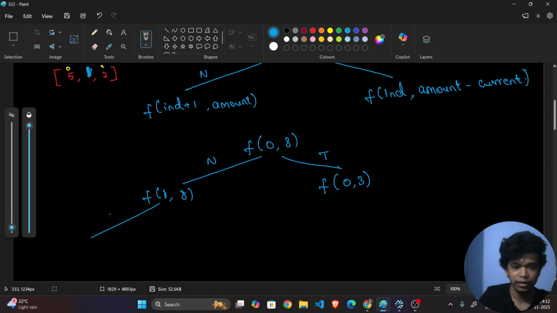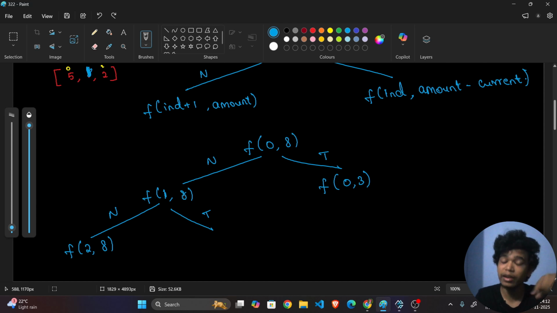Now from here again, I can not take or I can take. If I not take, then it will be something like f of 2, 8. If I take it, I want to check whether this 8 is strictly greater than or equal to 2, because 2 is the first index value, right? So whether it is greater than or equal to 2, yes, then what do we do? f of 1 comma 8 minus 2, which is equal to 6. Okay, similarly here also I can have not take and take option.